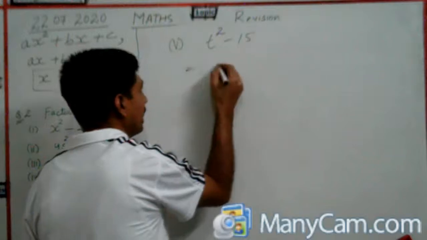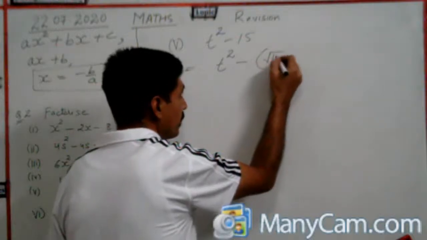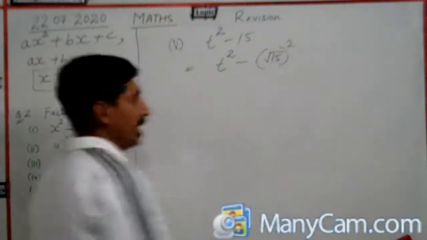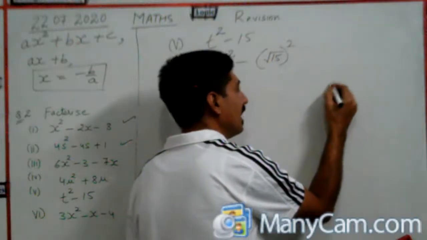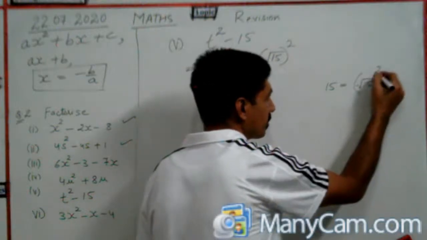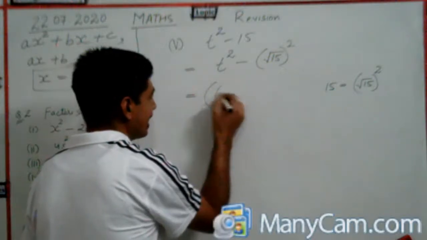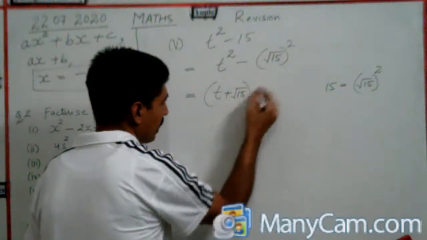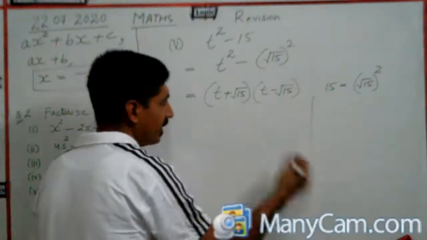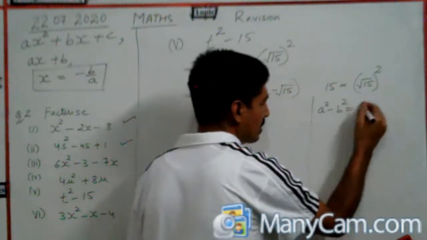We can go ahead: it can be written as t square minus under root 15 whole square. I am writing a square minus b square. Any number, like 15, can be written as under root 15 whole square. So I can write it as t plus under root 15 into t minus under root 15. If we have a square minus b square, it is equal to a plus b into a minus b.